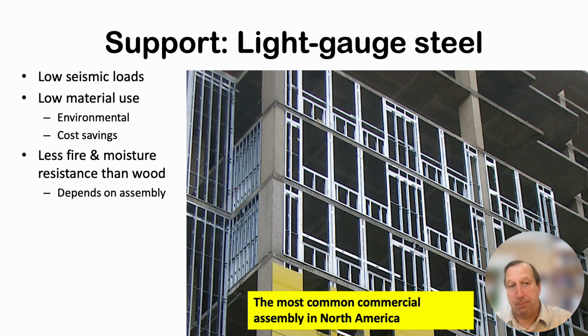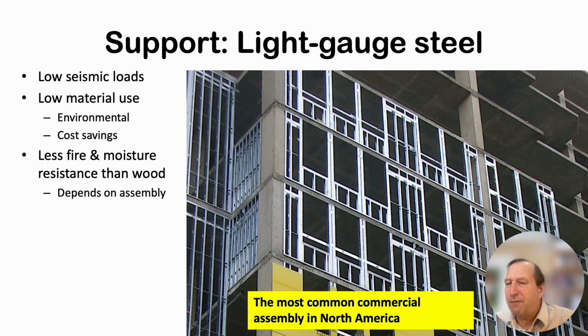So here's some examples. Light gauge steel is the most common support structure used in North America and increasingly popular around the world. It doesn't weigh a lot, so it doesn't accumulate a lot of seismic loads. It doesn't use a lot of materials. It's quite efficient, has some environmental arguments for that. But it isn't that fire resistant. I know people think steel doesn't burn. That's true, but it gets hot and turns into spaghetti and falls apart.